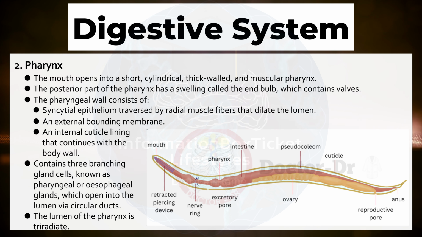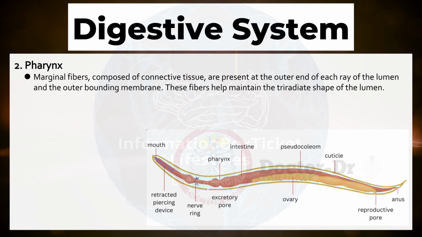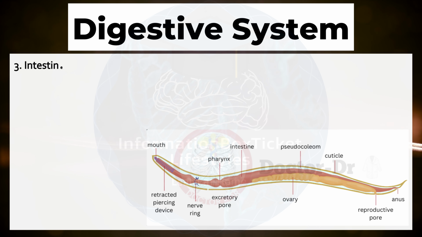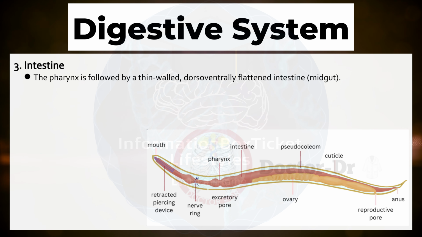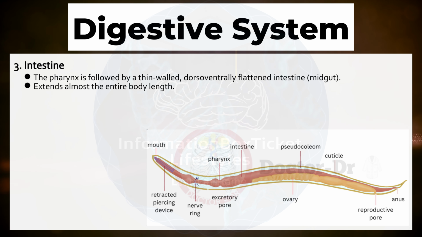The lumen of the pharynx is triradiate. Marginal fibers, composed of connective tissue, are present at the outer end of each ray of the lumen and the outer bounding membrane. These fibers help maintain the triradiate shape of the lumen. Third, intestine. The pharynx is followed by a thin-walled, dorsoventrally flattened intestine, the midgut, which extends almost the entire body length.